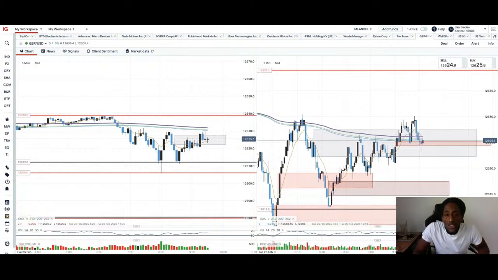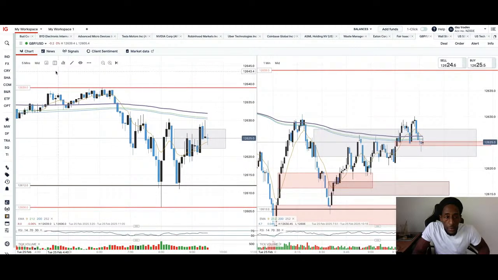We've actually had a little shake out now. We've come back, we've had a little manipulation of the low, a small little pullback. But we've got a big rejection candle on the 5 minute. That's for sure. That is certain.